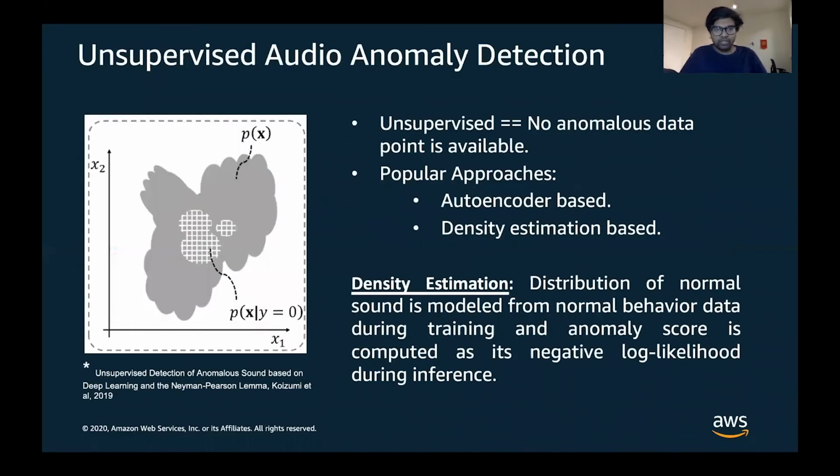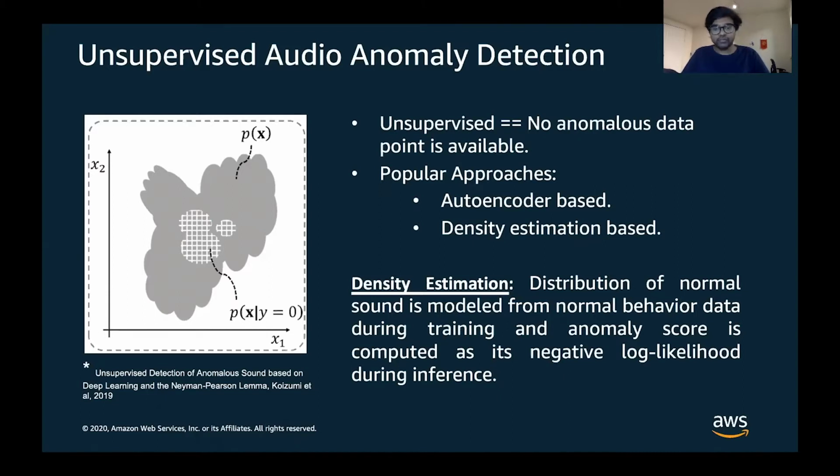Let's talk about the unsupervised audio anomaly detection problem for a bit. So why is it unsupervised? Because we assume that the only data available to us for training is normal operation data. That means there is no anomalous data point available to us for training. So we cannot solve it as a supervised classification problem.